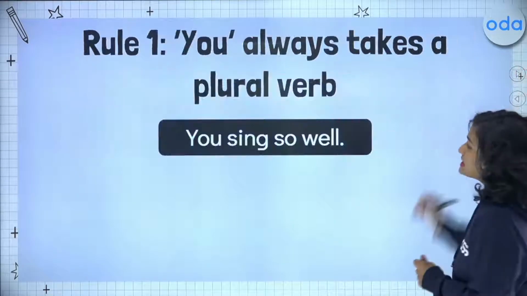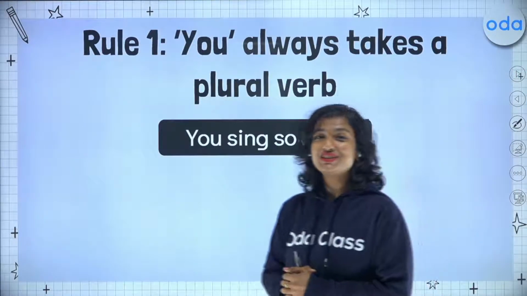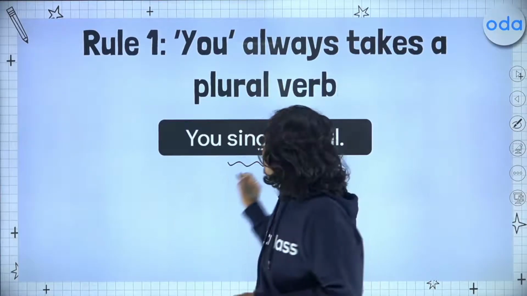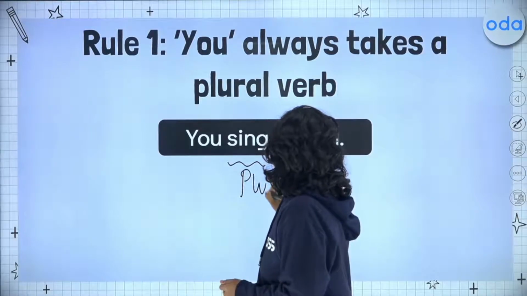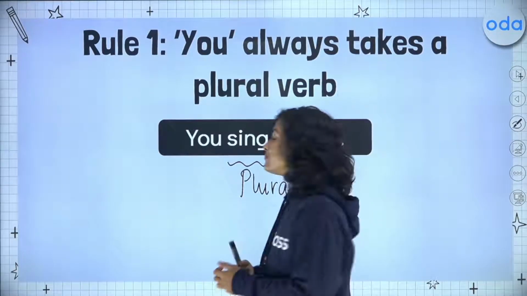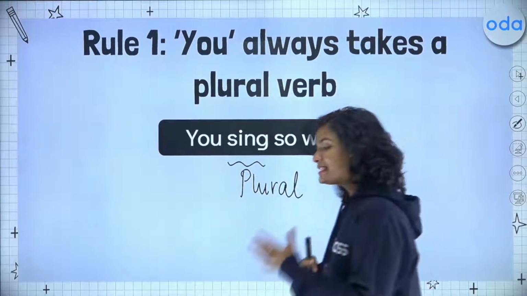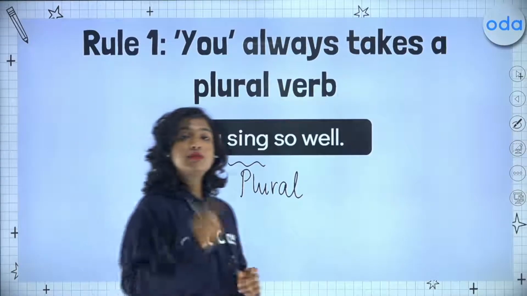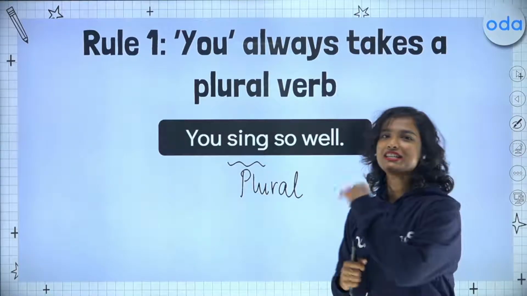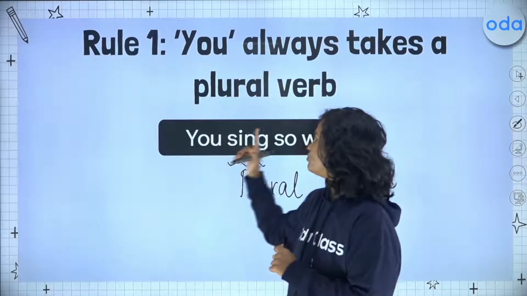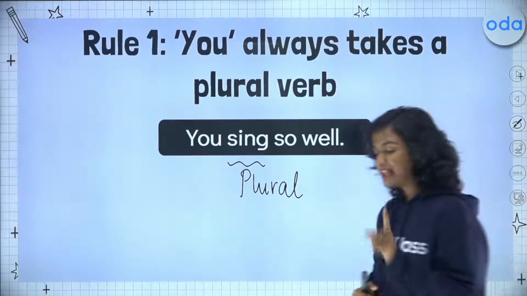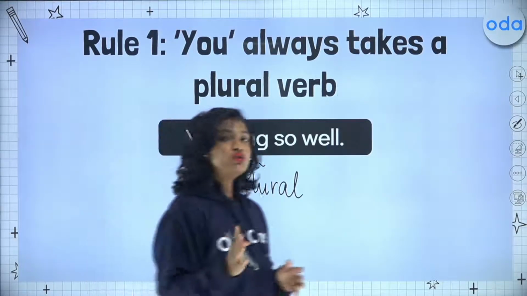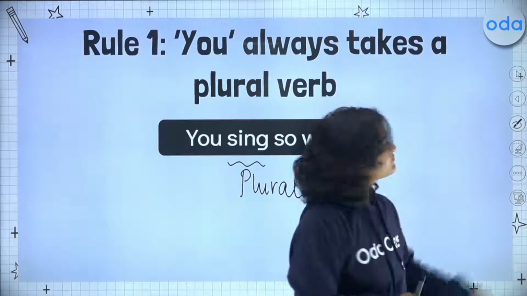Let's take one more example to understand this. You sing so well. Once again, if you notice, our verb here is in the plural form. Sing is the plural form. Sings is going to be a singular form. For example, if I am talking about one person, right? He sings so well, but you sing so well. So that's our first rule, students, and it's very important. So I want you to remember this. You always takes a plural verb.